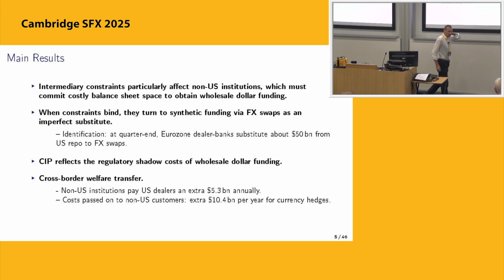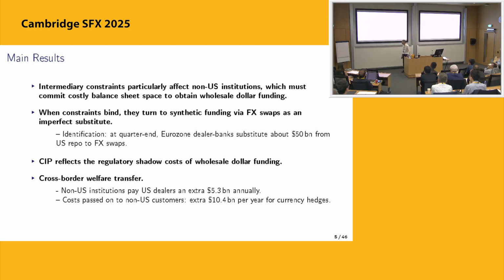And with our data, we can even estimate, roughly, the cross-border welfare transfer. Non-U.S. institutions pay to the U.S. dealers an extra $5 billion annually for this implied shadow cost, but it doesn't stop there. The cost is then passed on to the non-U.S. customers, who in the end pay an extra $10 billion as an additional hedging cost. So that's the paper in a nutshell.